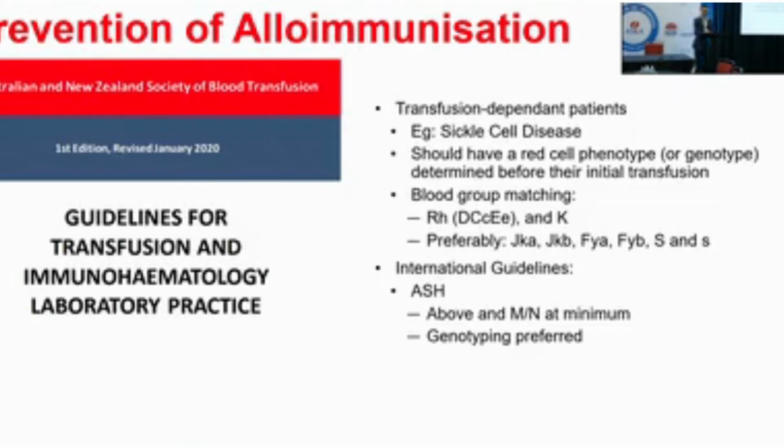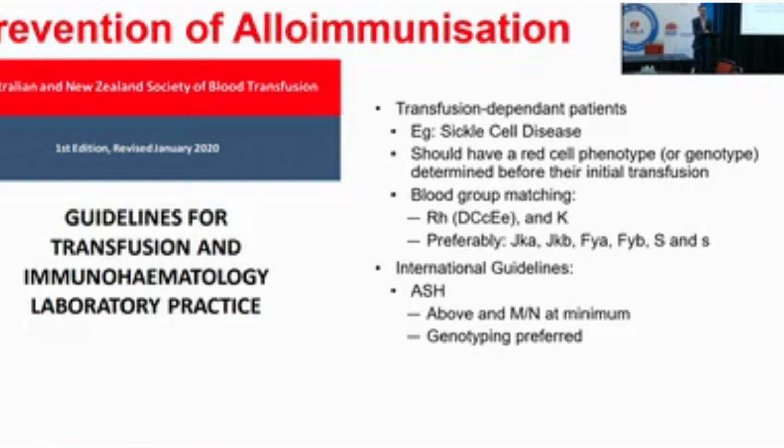So what do our current guidelines say? The Australian New Zealand Society of Blood Transfusion did publish this guideline a few years ago. It does not specifically mention patients with sickle cell disease, but it does consider this population under those who are chronically transfused. And they recommend, first of all, having a phenotype or genotype performed prior to their initial transfusion if possible. And of course, trying to match for an extended blood group.